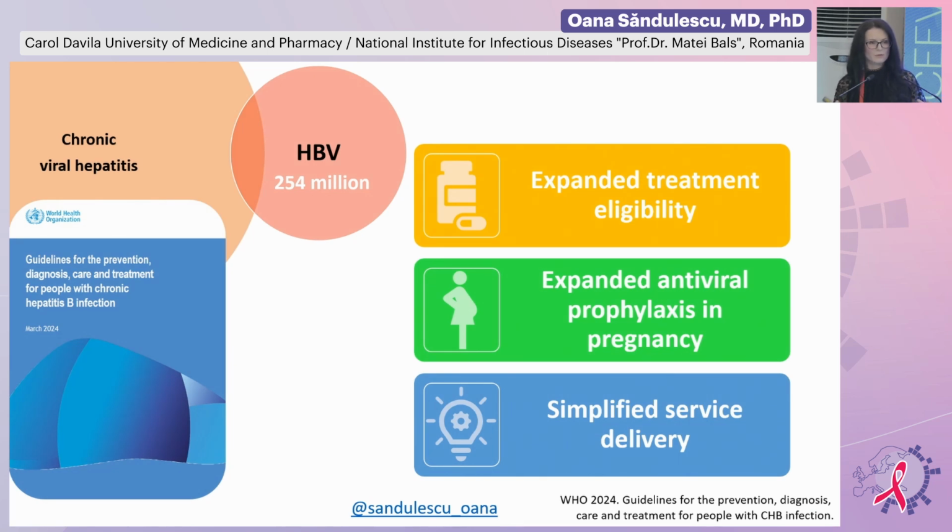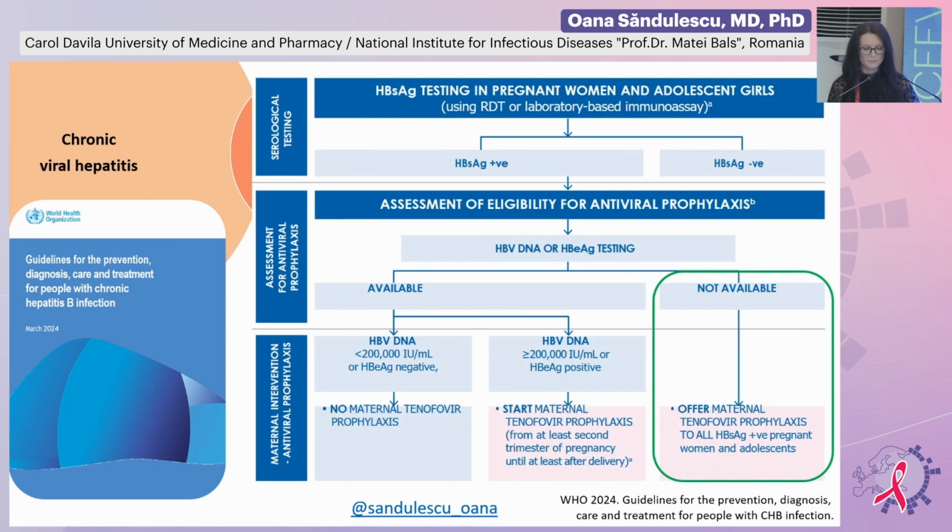And if we look at the WHO guidelines for treatment, they date back to March 2024. And they implemented some changes. These changes relate to expanding treatment eligibility, so allowing earlier treatment for patients who have been diagnosed with HBV, expanding antiviral prophylaxis during pregnancy, and very importantly, simplifying service delivery. So making monitoring available, meeting the patients where they are and meeting their needs as we see them.